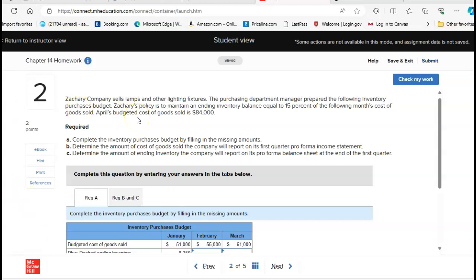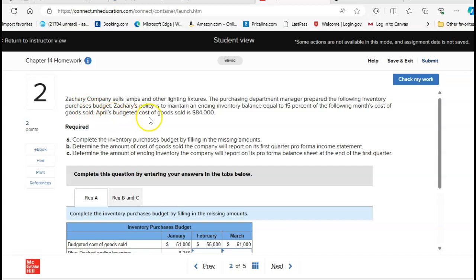Okay, let's go. So our company is called the Zachary Company. They sell lamps and other lighting fixtures. The purchasing department manager prepared the following inventory purchase budget. Their policy is to maintain an ending inventory balance equal to 15% of the following month's cost of goods sold. Write that down. That's important information.